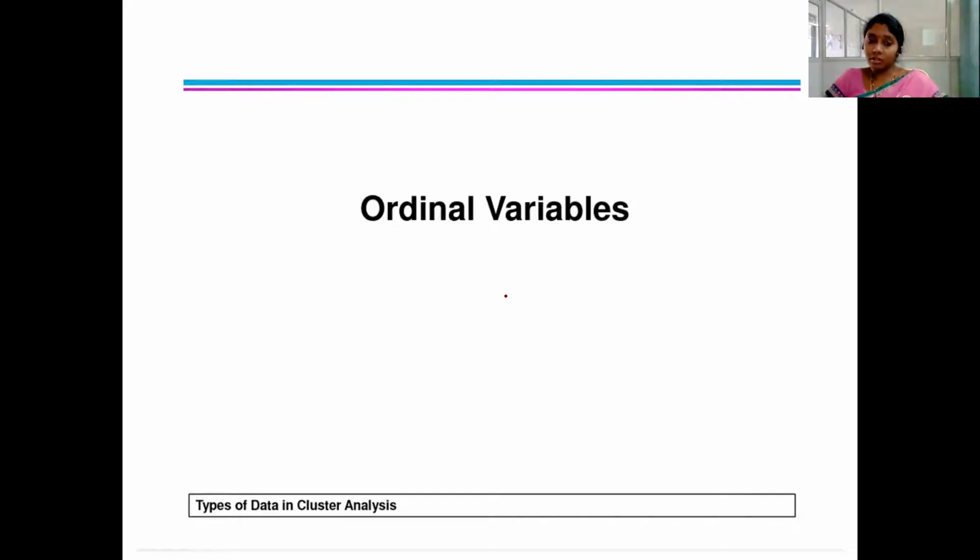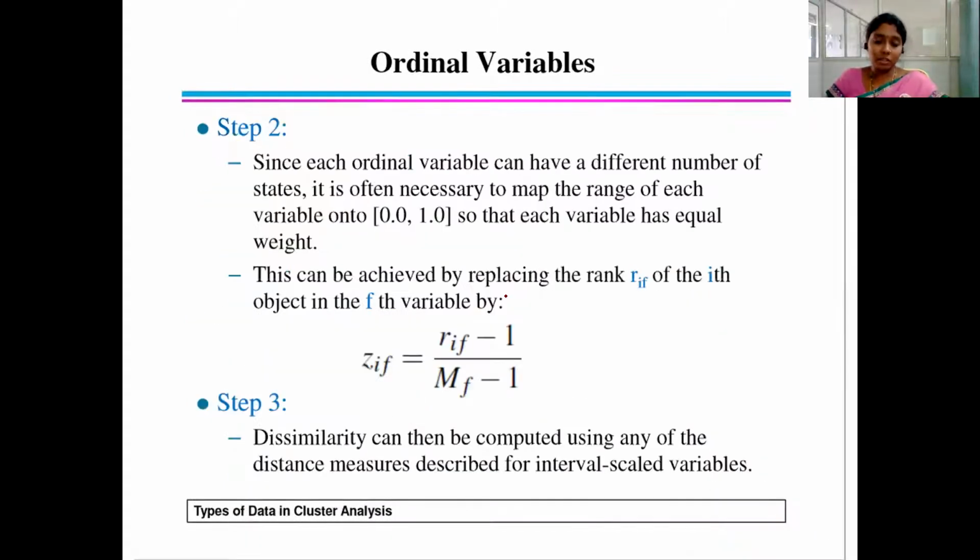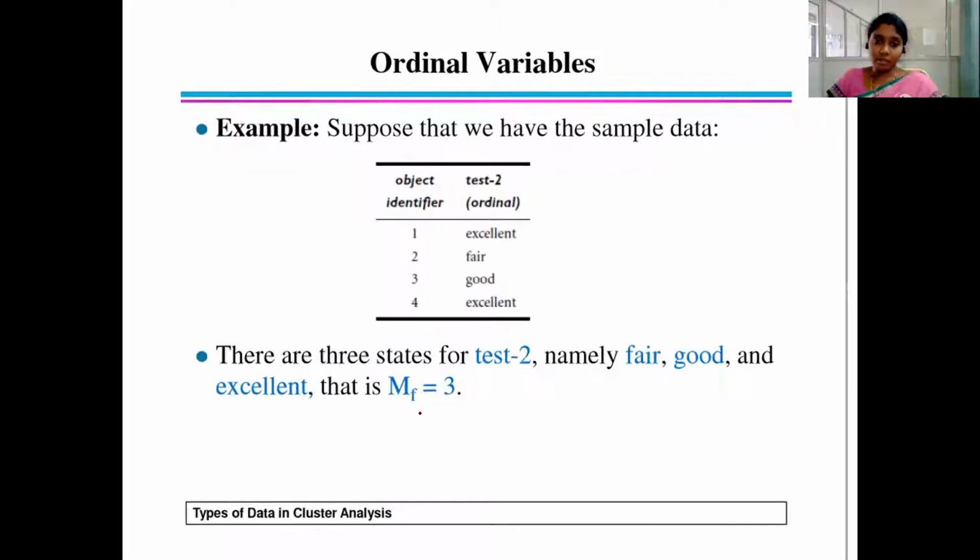In case of ranks, for ordinal variables, based on ranks we can convert them into numerical values. Each value is assigned some rank. After that, all those numerical values should be normalized, and this is the formula used for normalization, based on the rank and the maximum rank. After normalization, we can go with the traditional way of calculating the dissimilarity.